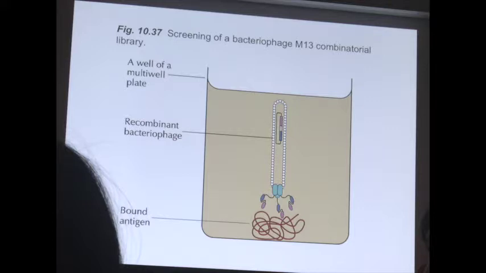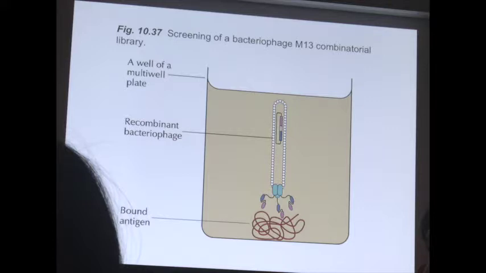The fact that we have many wells and we can automate this, so we can wash away one reagent after another, we're left with a few colored wells, and from those wells we can isolate the bacteriophage, and then from that bacteriophage we can isolate the DNA and then subclone the DNA onto a plasmid.